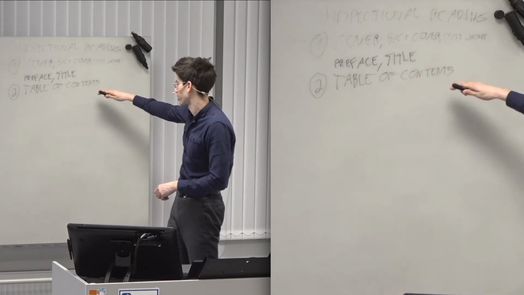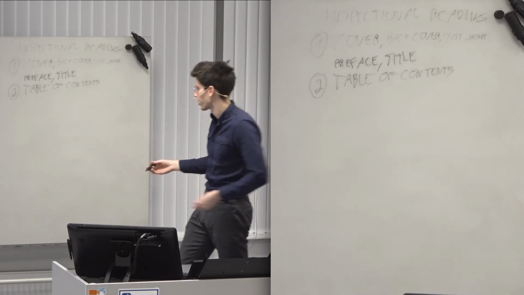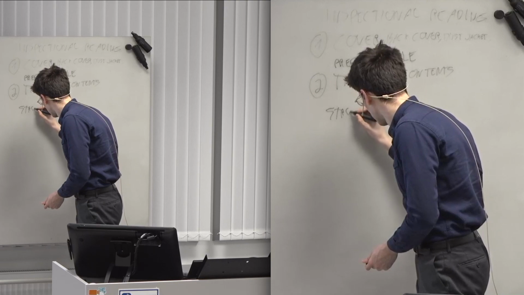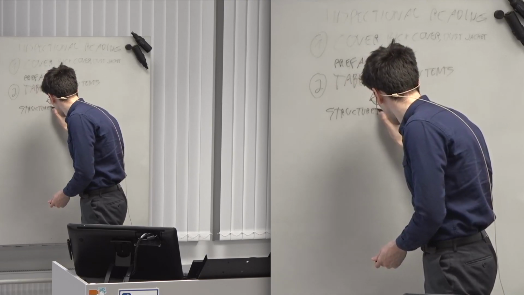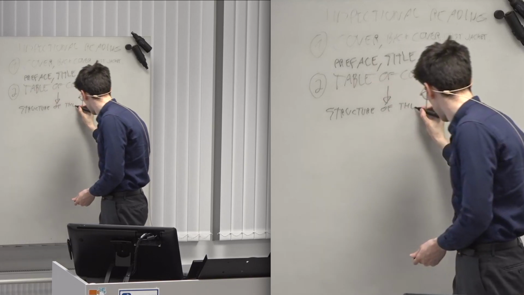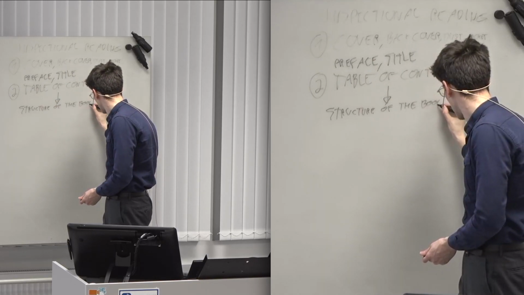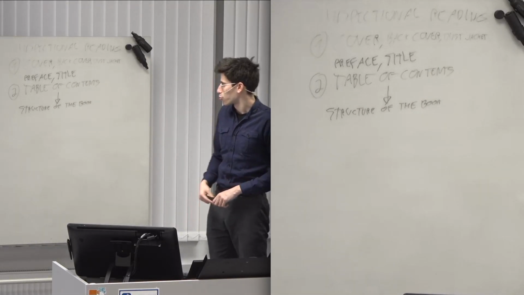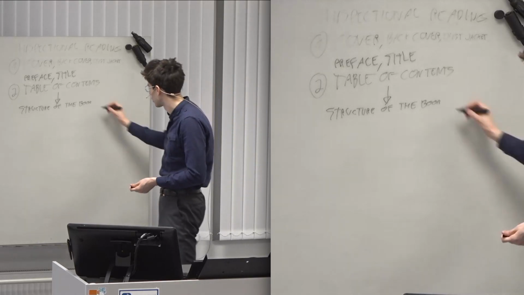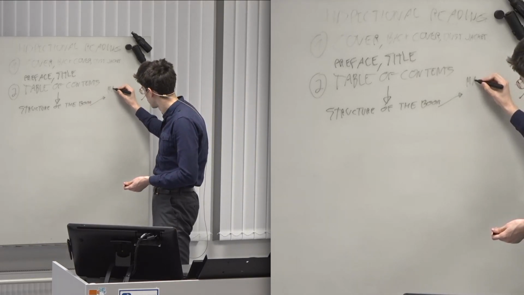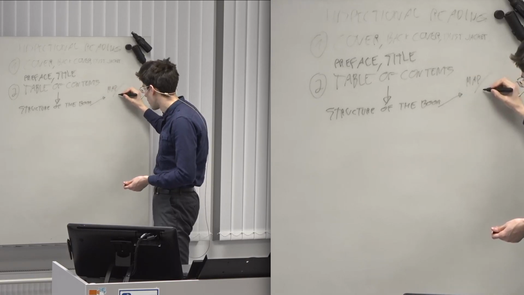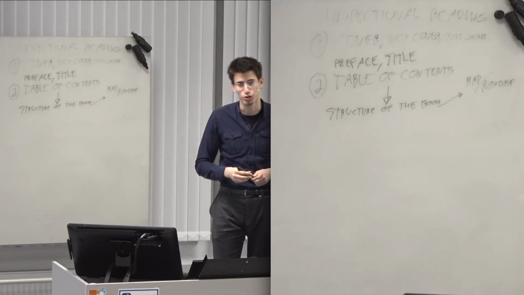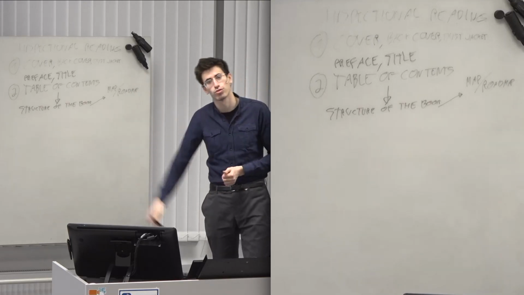After you've read the table of contents, you understand the structure of the book. And with the structure of the book, you can create a map or a roadmap which you then can use to go to the areas that you want to go.